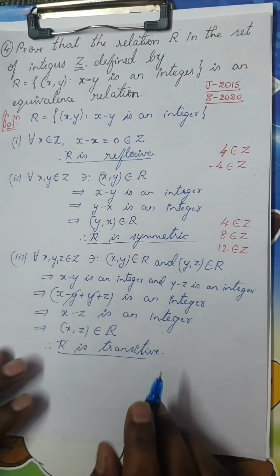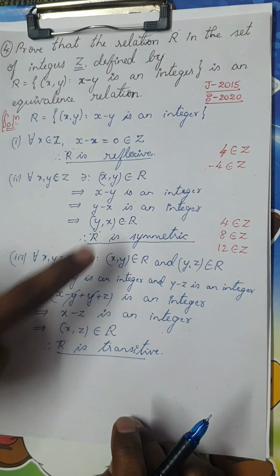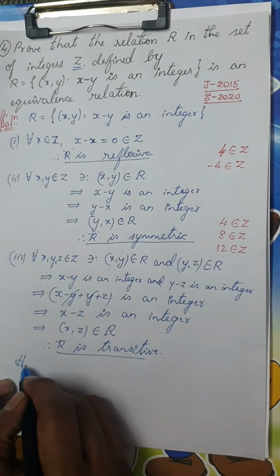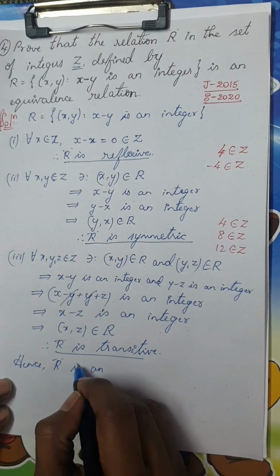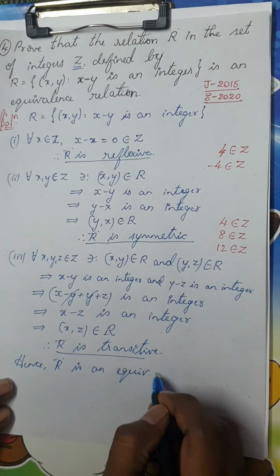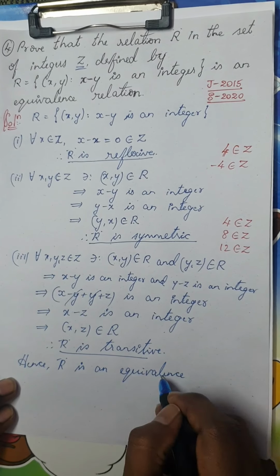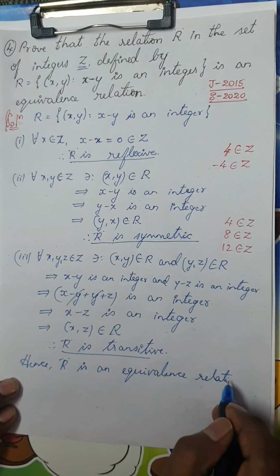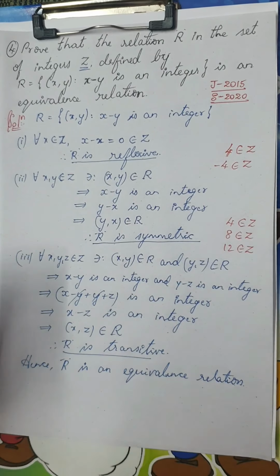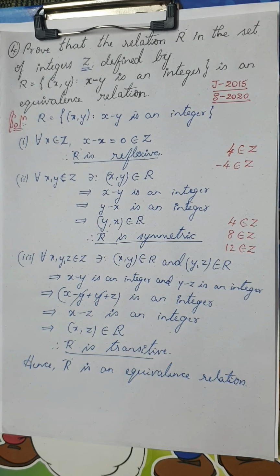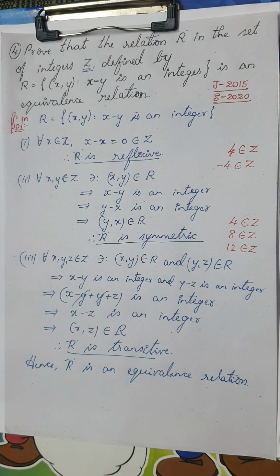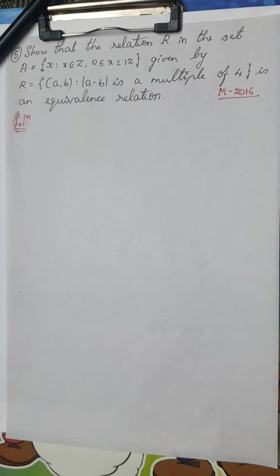Okay, so you can see here R is reflexive, symmetric and transitive. Hence, write R is an, yes, what? Equivalence relation. Good. Once all the three are satisfied, you can directly write the general result as R is an equivalence relation. Okay? Understood? Okay. We shall move to the next question.